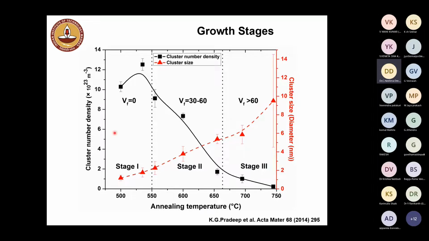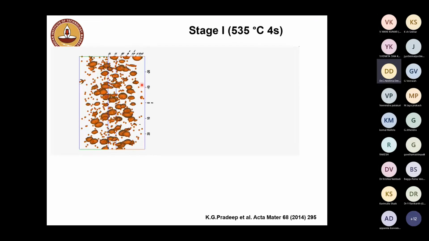So therefore, to understand what is happening in stage 1 and stage 3, we can now look into the case of 535, where we have the maximum number density of copper clusters.